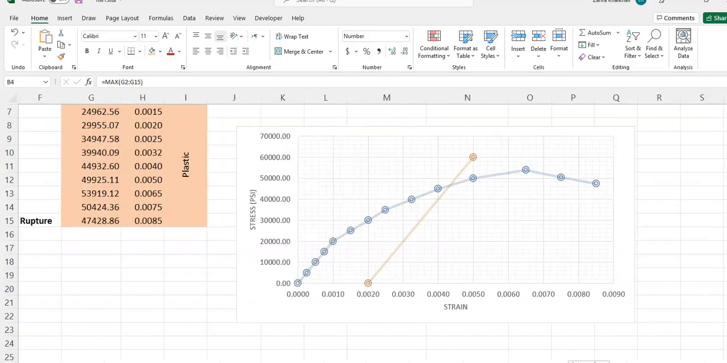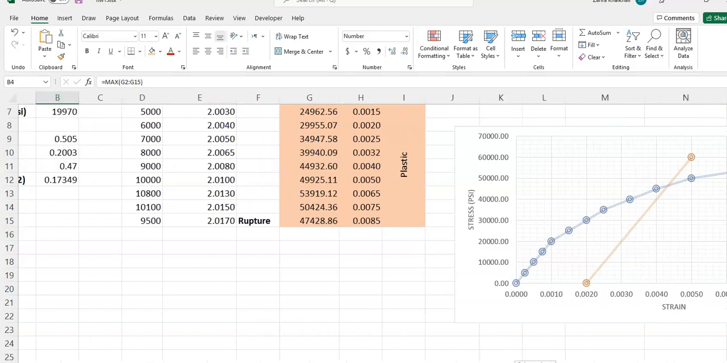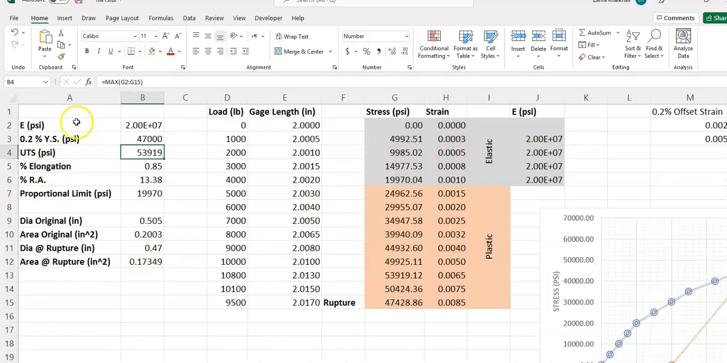So this is how we create the stress-strain curve, and from the stress-strain curve, this is how we get all this information. I hope you find this video useful, and thank you.